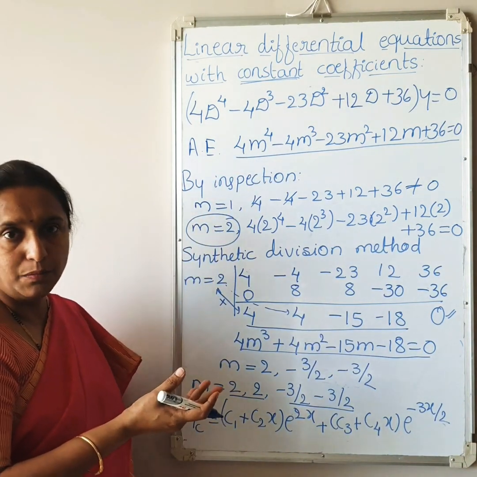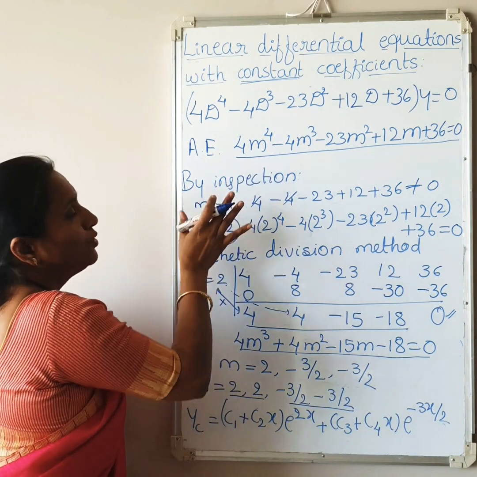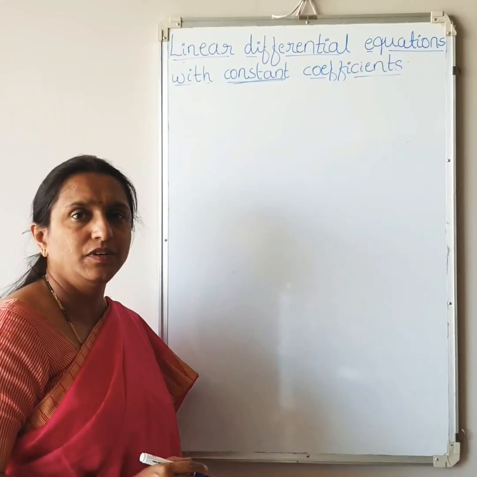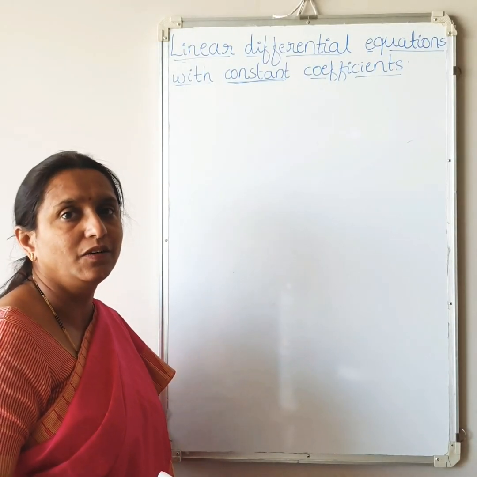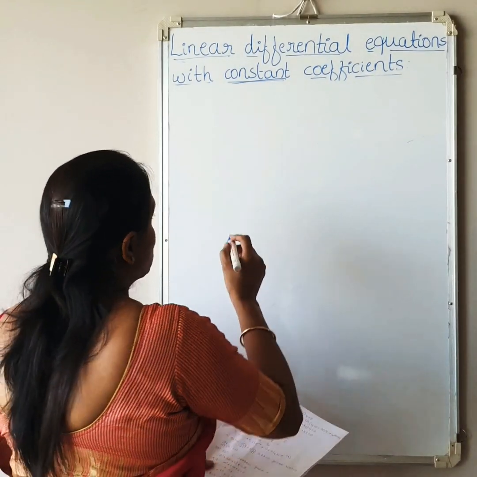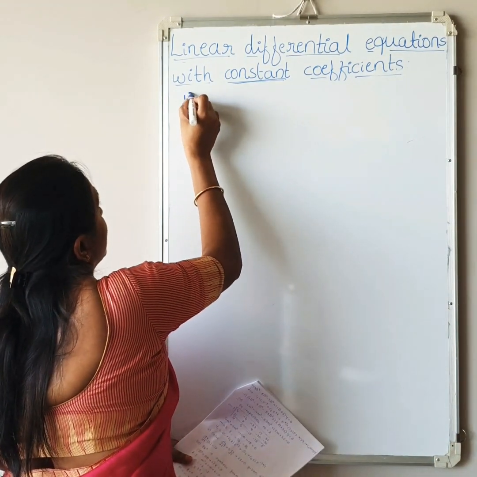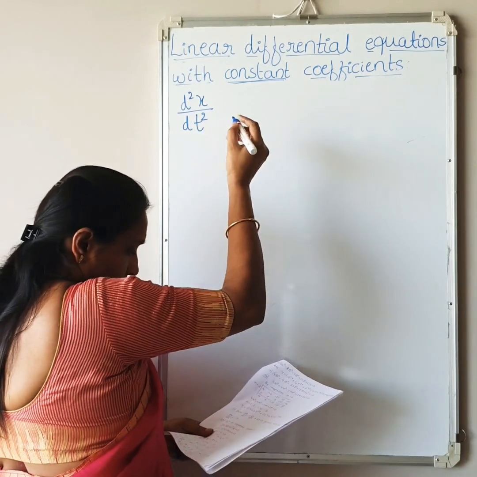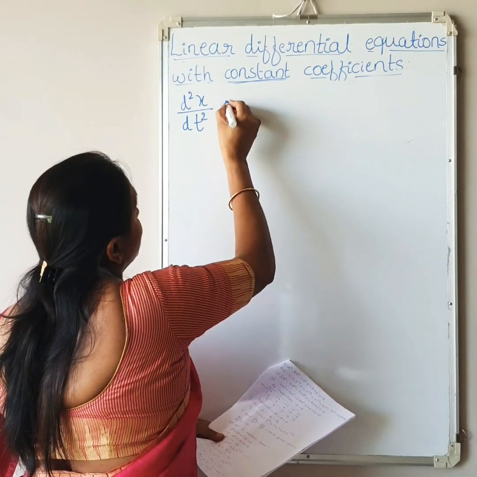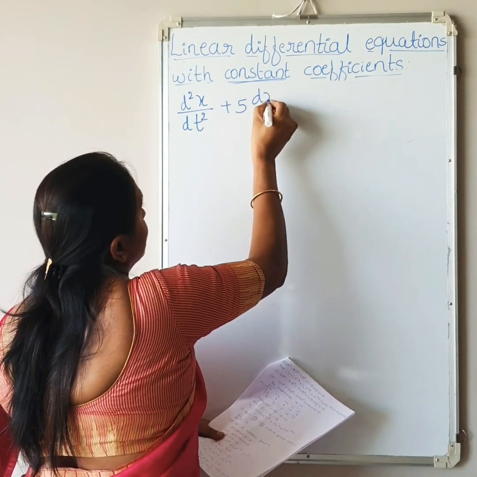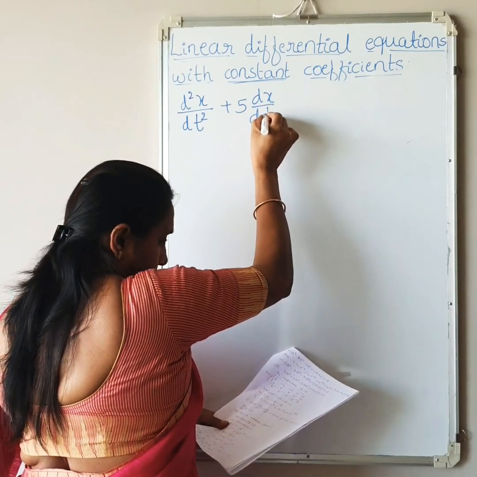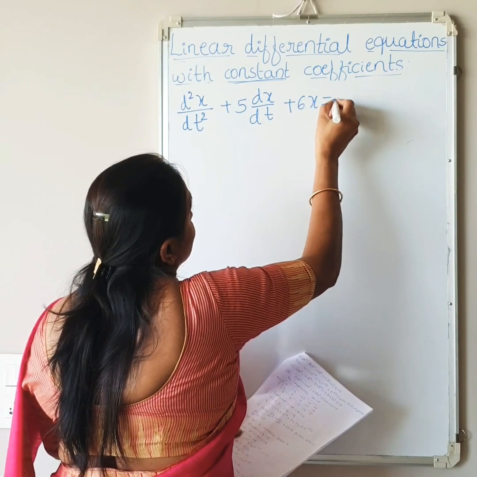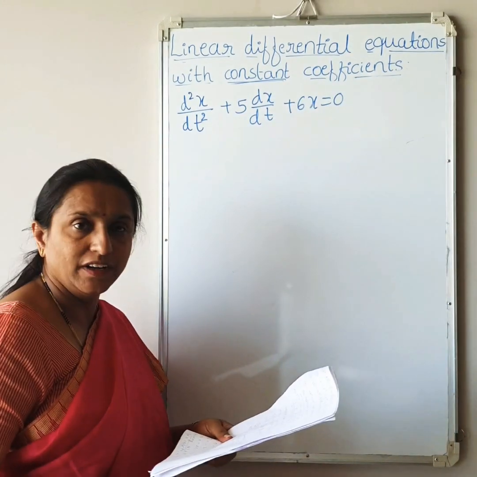Similarly, they may give other problems. Then also one root by inspection, then by synthetic division method. So we will take one example when initial conditions are given. So solve d square x by dt square plus 5 dx by dt plus 6x is equal to 0, and conditions are given here.